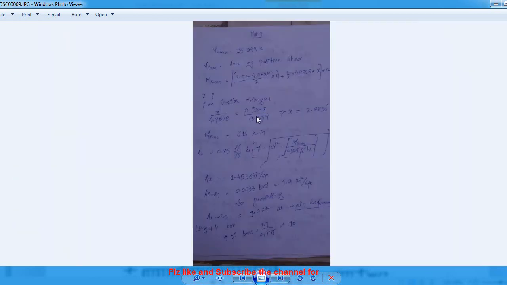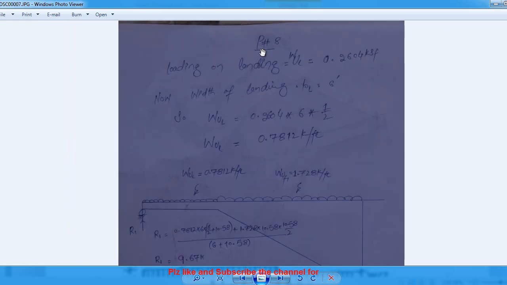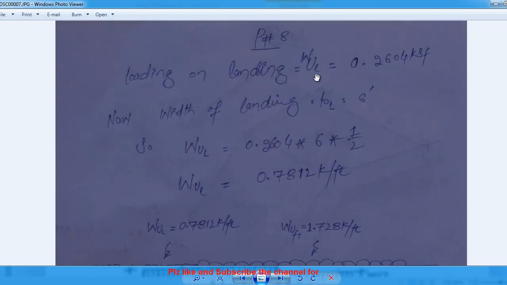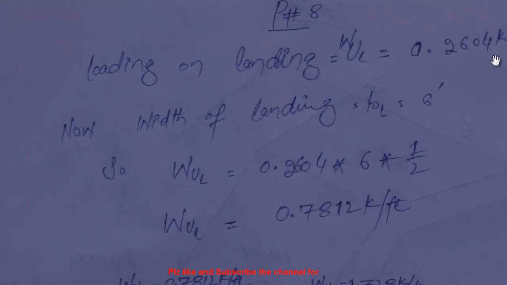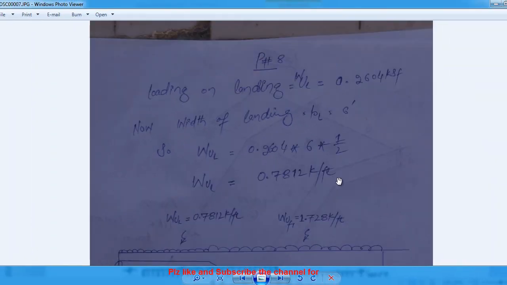That is why you see here, this is page number 9, this one. Loading on the landing, WUL denoted, 0.2604 is calculated, but the width of the landing is 6 feet, or you can say the length, and WUL is 6 times 1/2. We consider half loading now. So that was 0.7812 kip per feet.